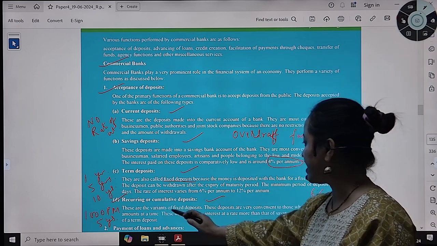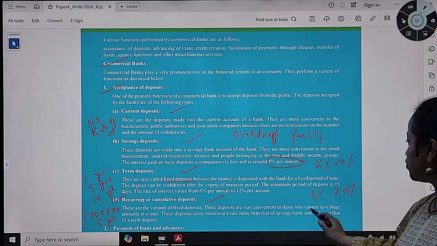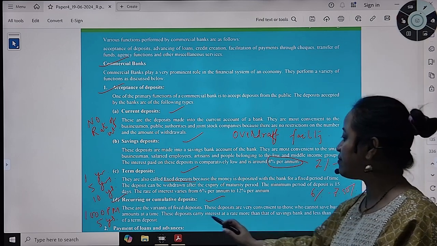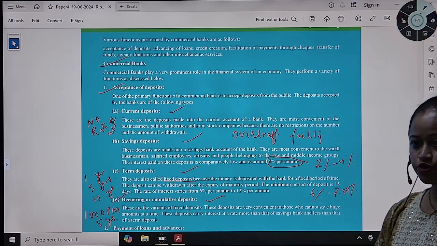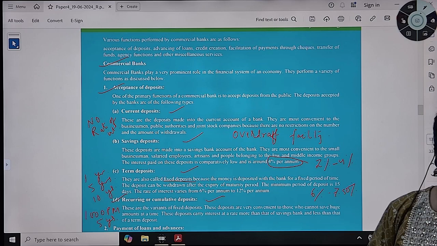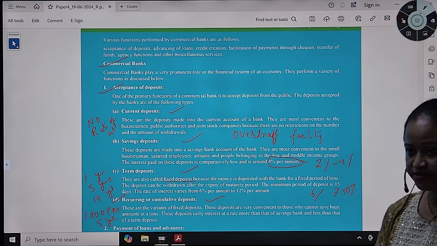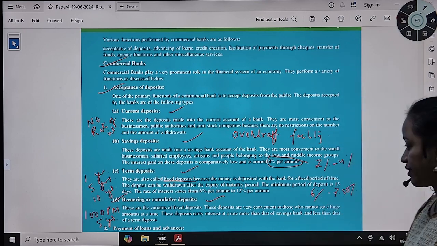So these are the variants of fixed deposit. These deposits are very convenient to those who cannot save a huge amount at a time. Okay, so whoever cannot pay a fixed amount at once or at a time, for them the recurring deposit account is convenient. Am I clear to you, everyone? Okay.